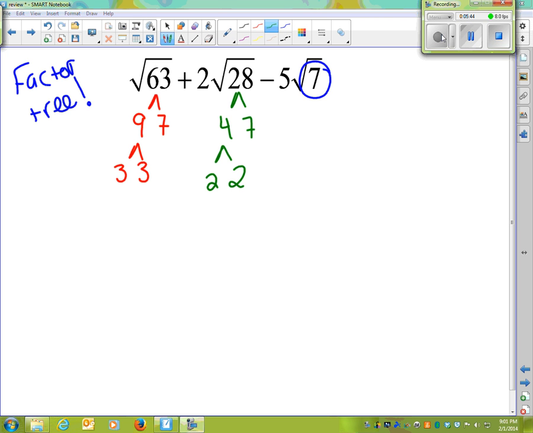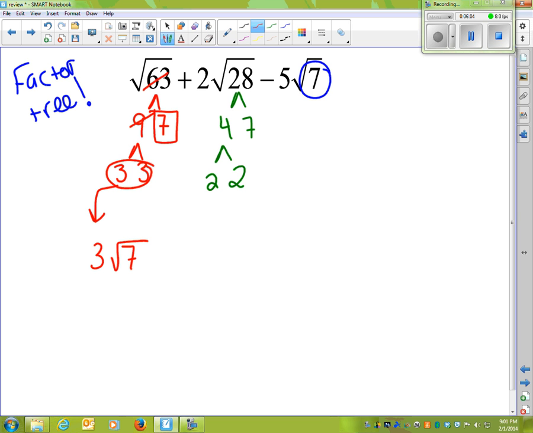This is what I got when I factored. I'm going to cross off the numbers that I've already used. So I can see that I've got a pair of 3's. Let me pull it to the outside, leaving this 7 inside the radical. And there's my 3. In the middle term, I have a pair of 2's. I used the 4 and the 28, so let's cross them off. And I have a 7 left over. So there's my 2, radical 7.